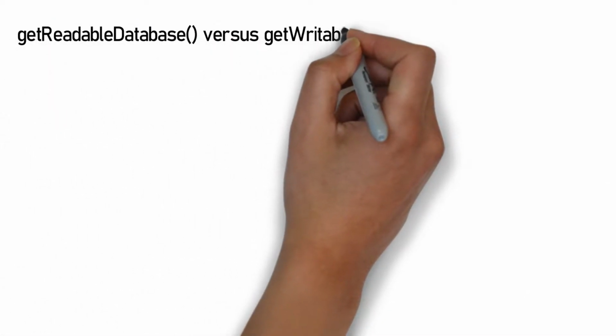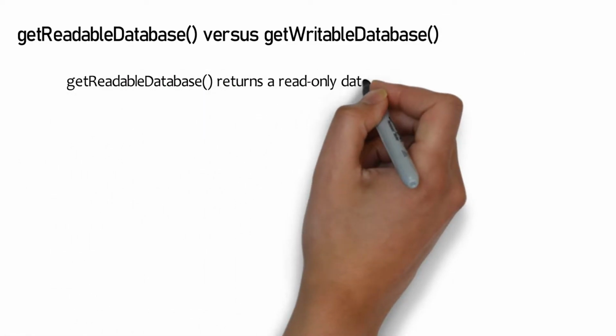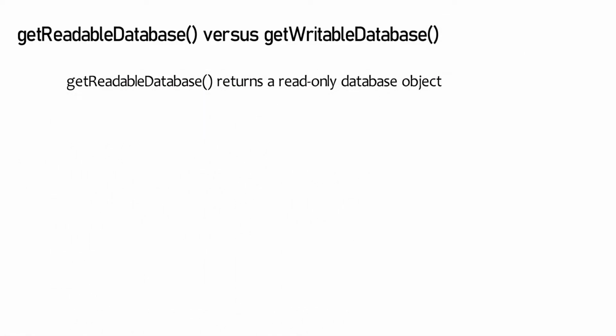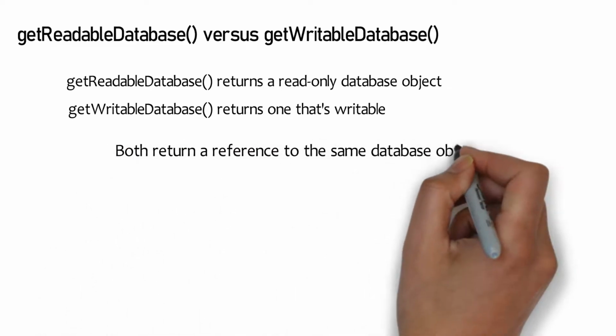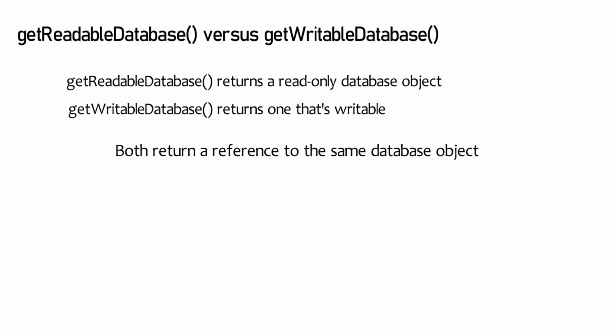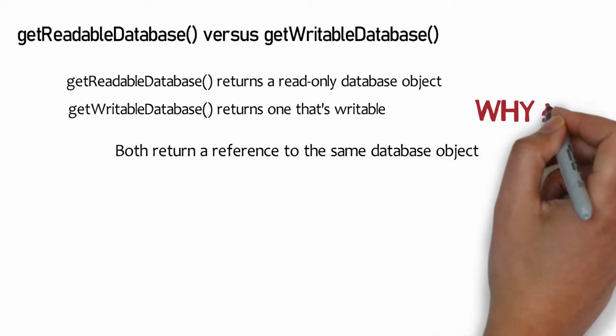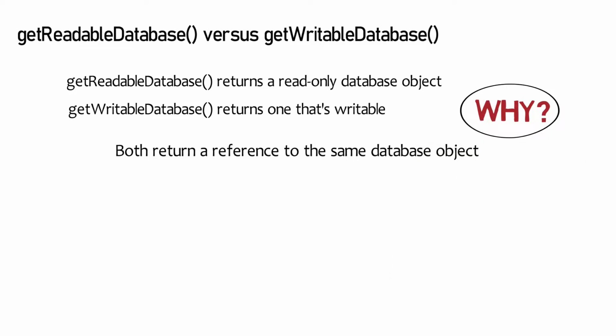You are probably thinking that getReadableDatabase returns a read-only database object and getWritableDatabase returns one that's writable. In fact, most of the time, getReadableDatabase and getWritableDatabase both return a reference to the same database object. This database object can be used to read and write data to the database. So why is there a getReadableDatabase method if it returns the same object as the getWritableDatabase method?